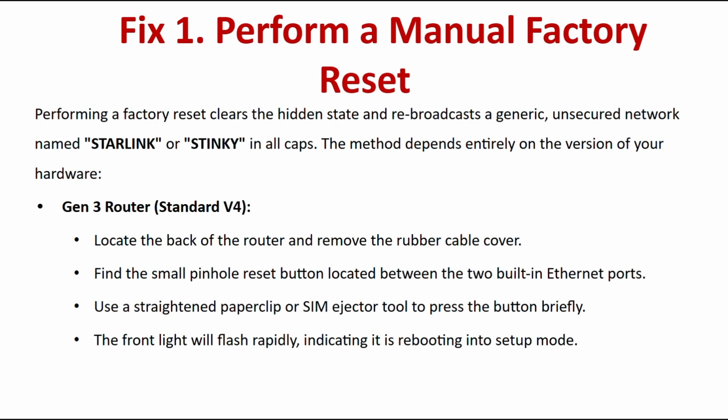For Gen 3 router, standard V4. Locate the back of the router and remove the rubber cable cover, and find the small pinhole reset button located between the two built-in Ethernet ports. Now use a straightened paper clip or SIM ejector tool to press the button briefly. Now the front light will flash rapidly, indicating it is rebooting into setup mode.